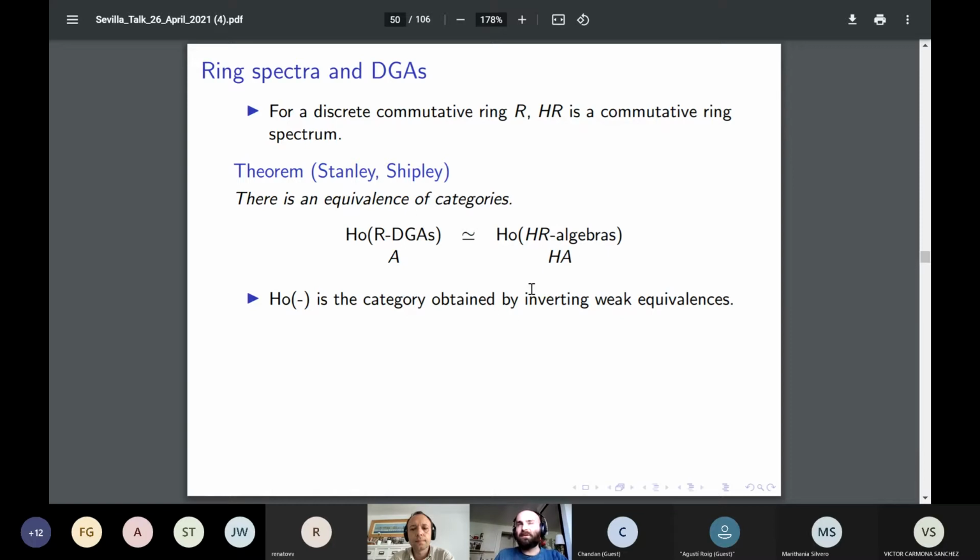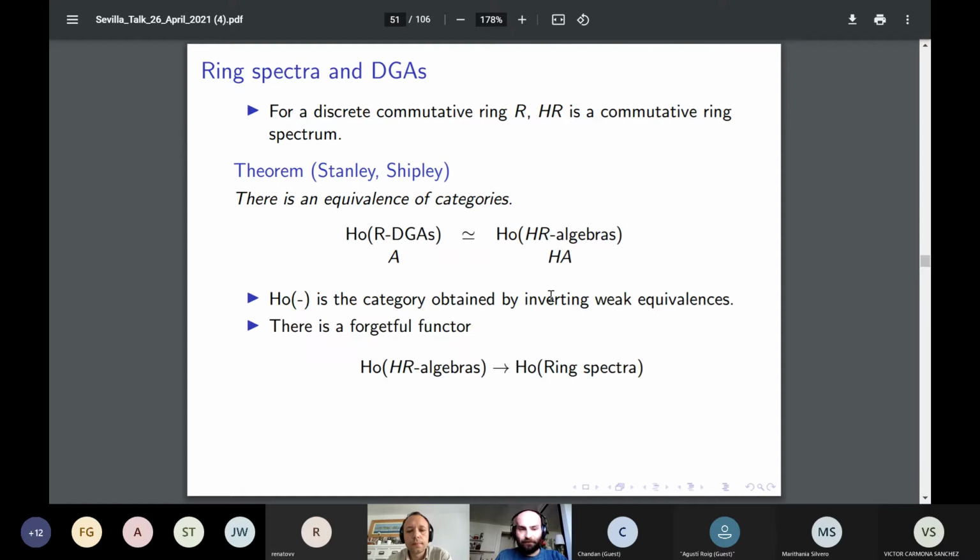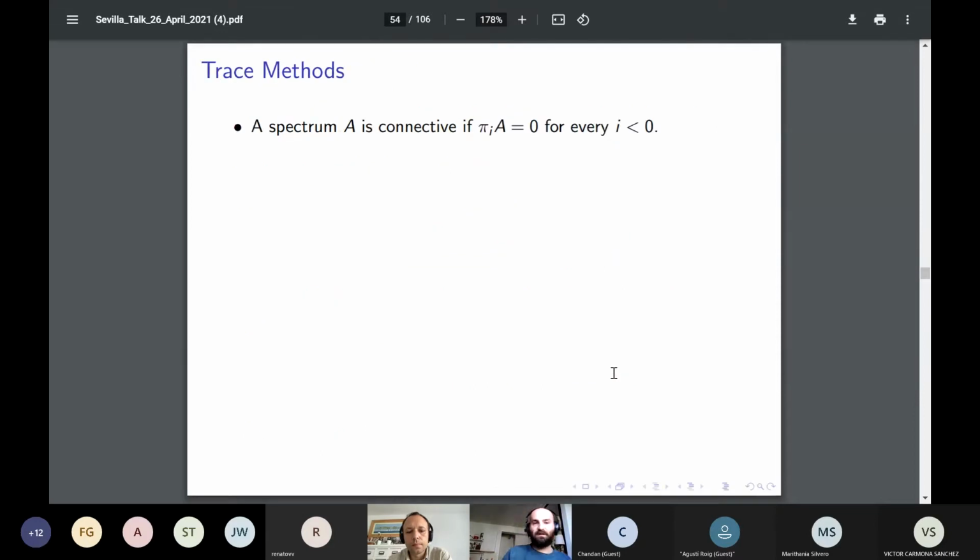All the homotopy theoretically interesting information about R-DGAs equivalently appears in HR-algebras. There is a forgetful functor from HR-algebras to ring spectra. I mean, if you have an algebra over a ring, those algebras would forget the ring. And such a forgetful functor tells us that the way DGAs generalize rings, ring spectra generalize DGAs. So that's an interesting fact.